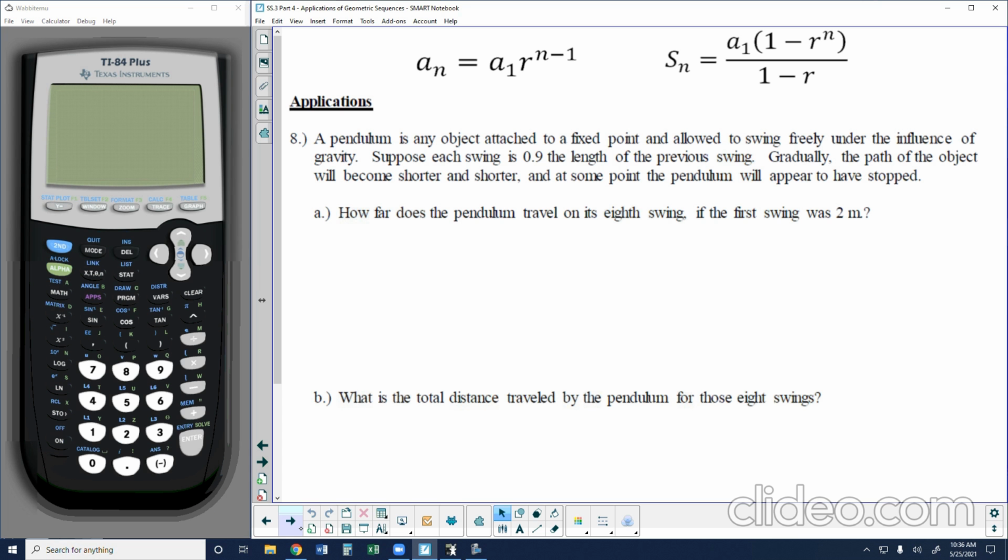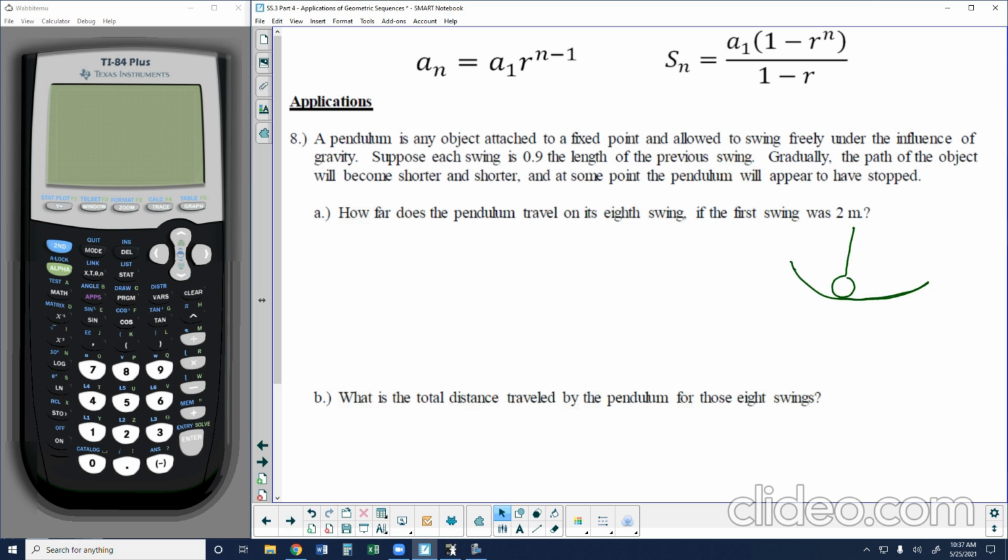Our application is going to be a bit of a word problem. In problem number 8, it says a pendulum is an object attached to any fixed point and allowed to swing freely under the influence of gravity. So you might think of the pendulum on a clock. It has some kind of attachment and some kind of circle here, and it goes back in an arc shape. Suppose each swing is 0.9 times the length of the previous swing.